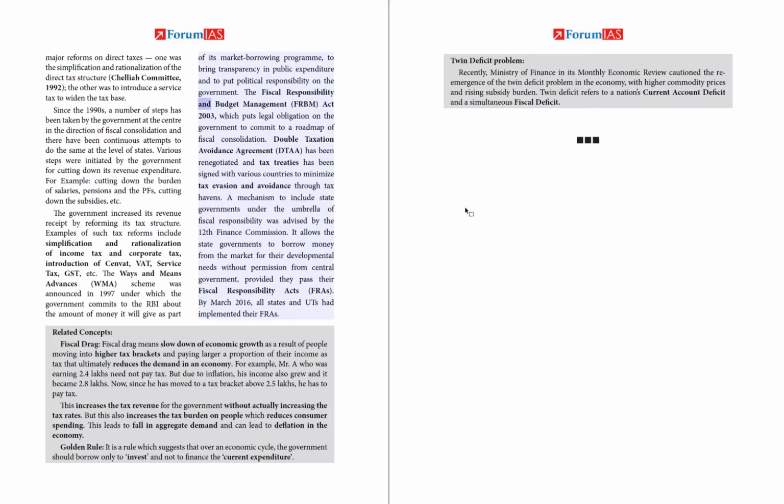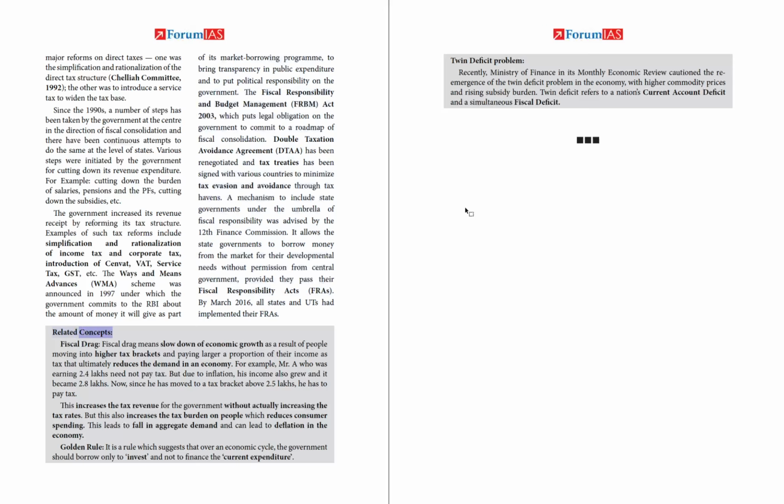The Fiscal Responsibility and Budget Management (FRBM) Act puts legal obligation on the government to commit to a roadmap of fiscal consolidation. Double Taxation Avoidance Agreements (DTAA) have been renegotiated, and tax treaties have been signed with various countries to minimize tax evasion and avoidance through tax havens. A mechanism to include state governments under the umbrella of fiscal responsibility was advised by the 12th Finance Commission. It allows the state governments to borrow money from the market for their developmental needs without permission from the central government, provided they pass their Fiscal Responsibility Acts (FRAs). By March 2016, all states and UTs had implemented their FRAs.